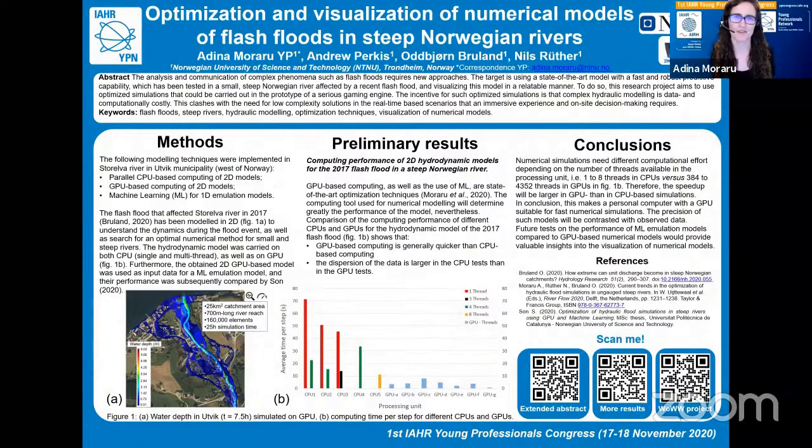So I would like to show you an overview of my PhD research, which focuses on the optimization and visualization of numerical models of flash floods in steep Norwegian rivers. The main motivation for focusing on optimizing models, and later visualizing them, is that we would like to present flood risk results to the population in a more relatable and user-friendly way, and engage them a bit more.